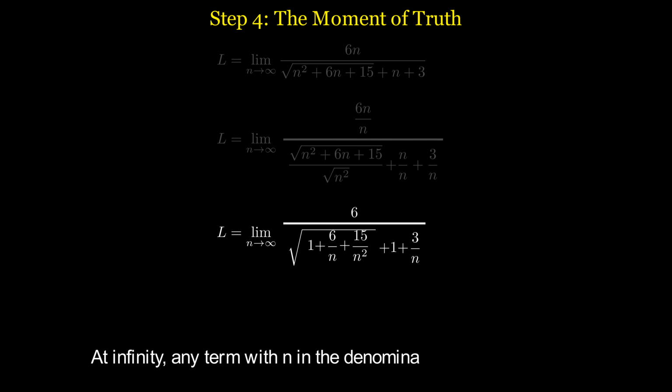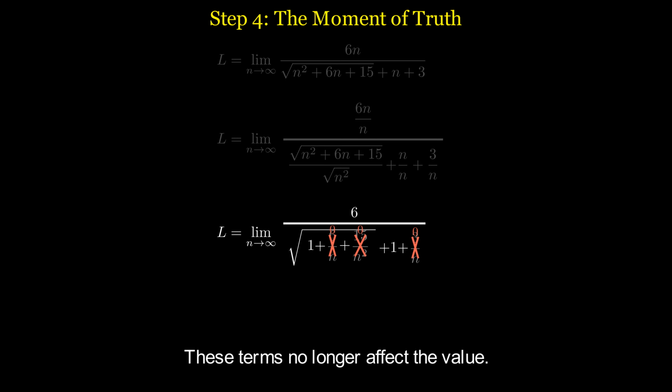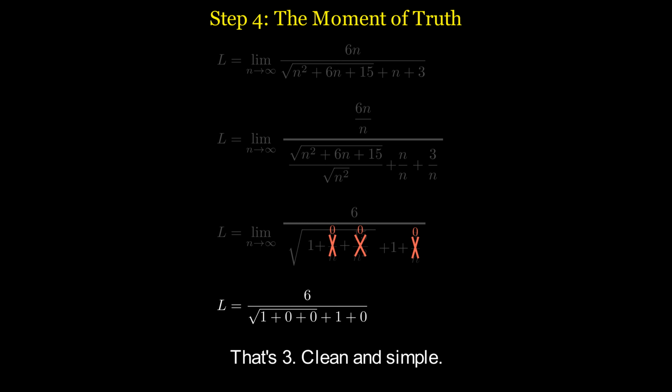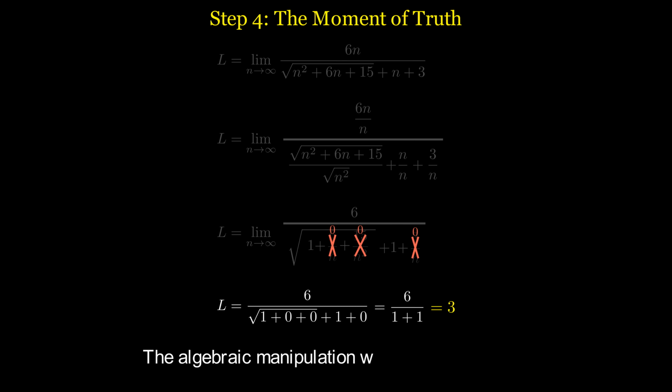At infinity, any term with n in the denominator approaches 0. These terms no longer affect the value. We're left with 6 over 1 plus 1. That's 3. Clean and simple. The algebraic manipulation was the primary task. The limit evaluation is the final verification.